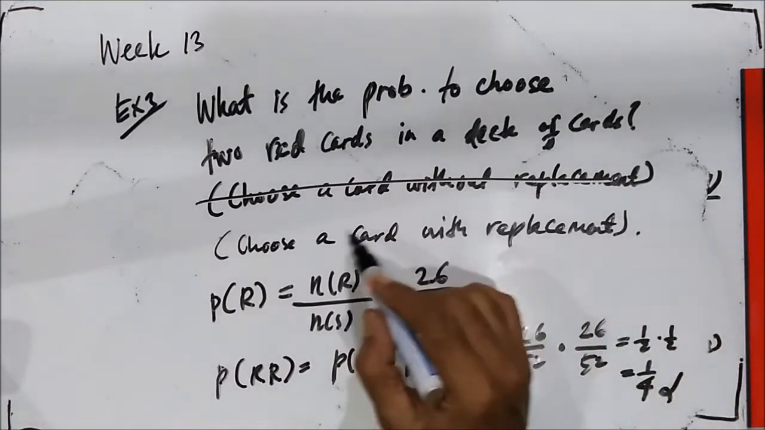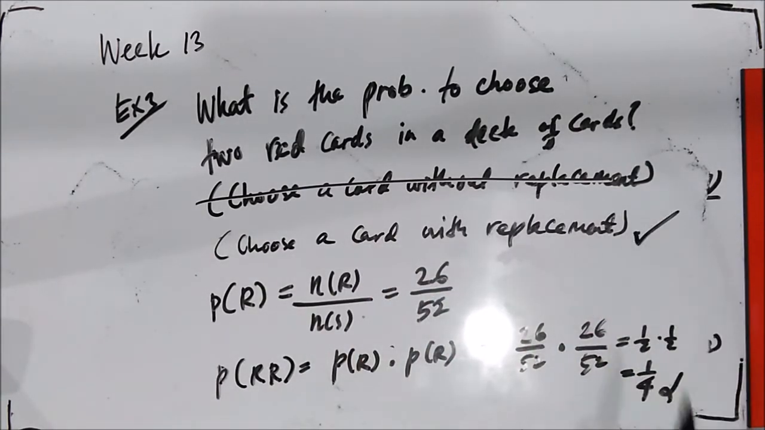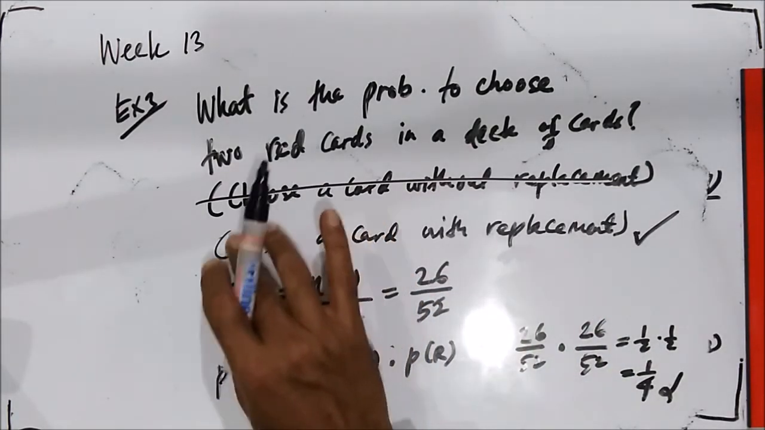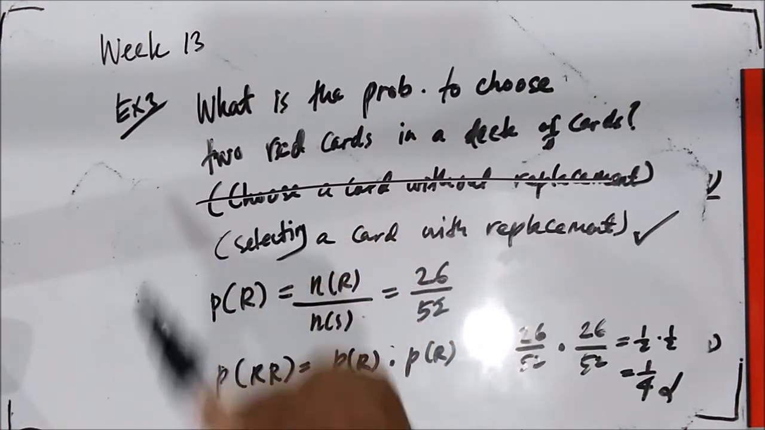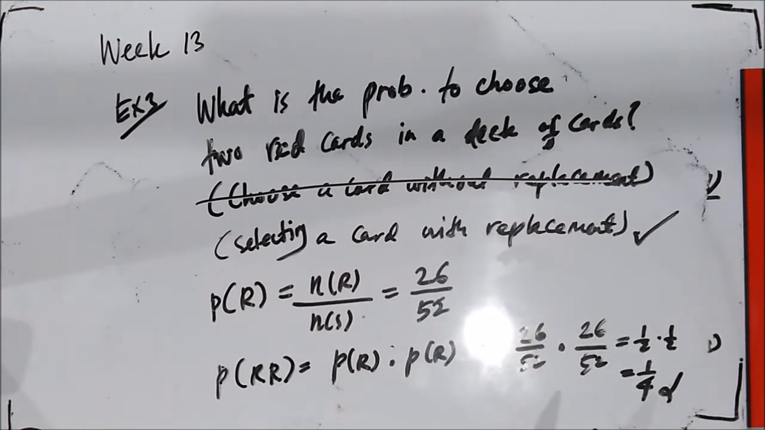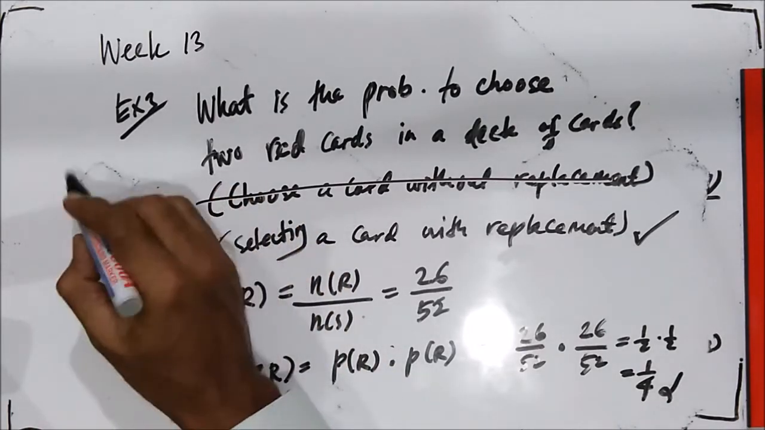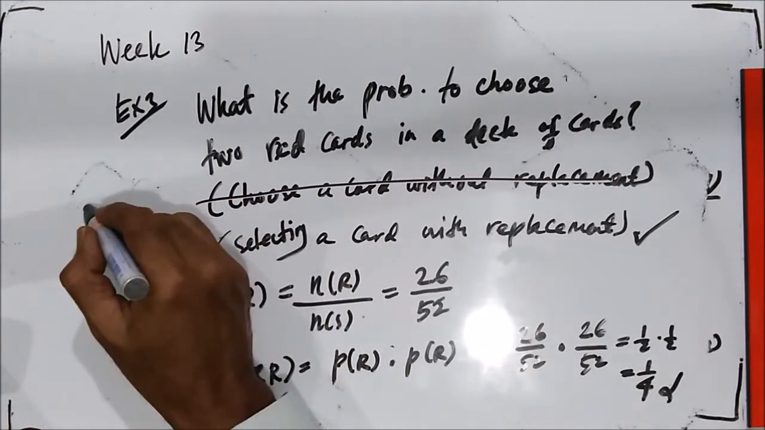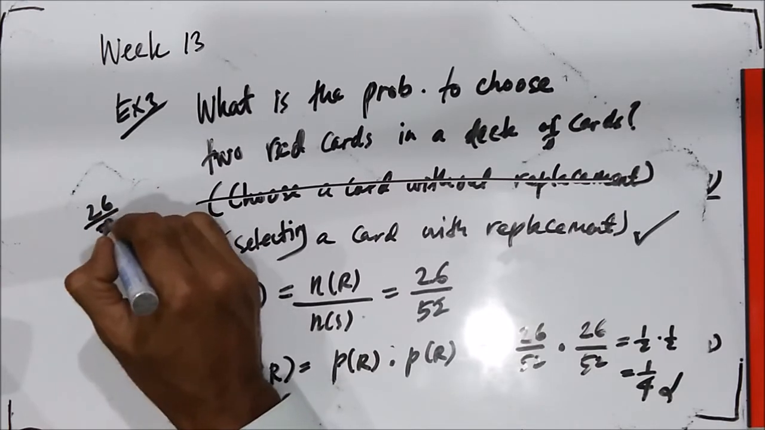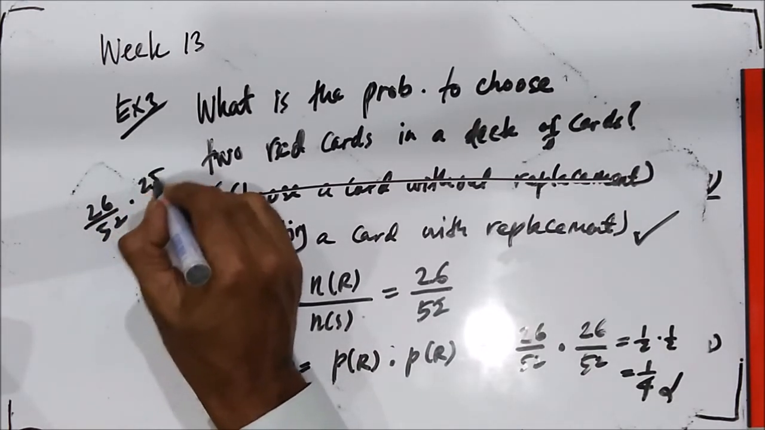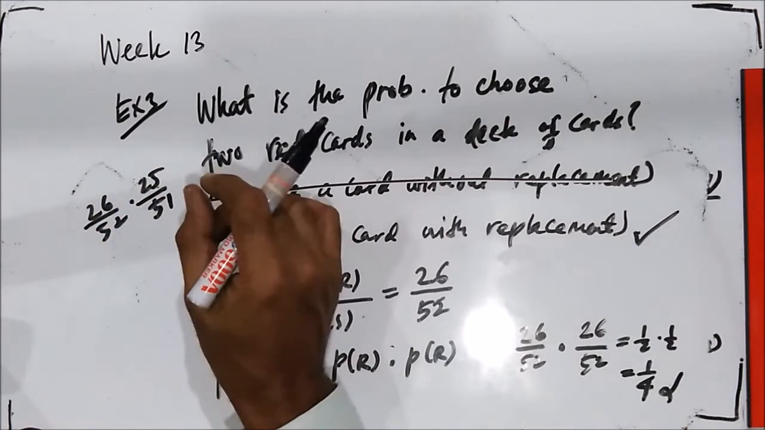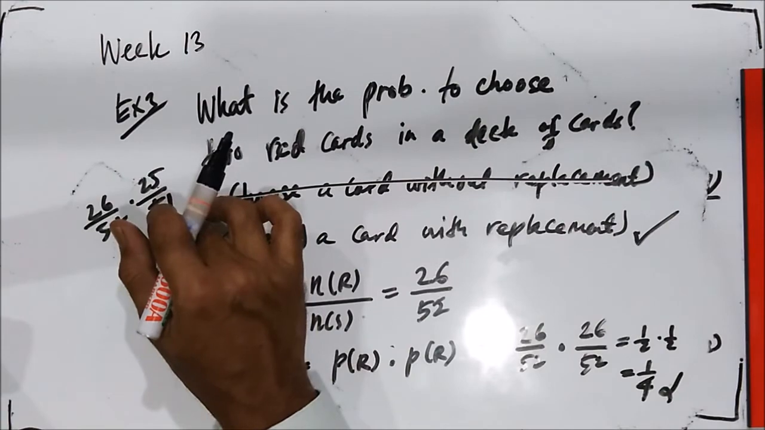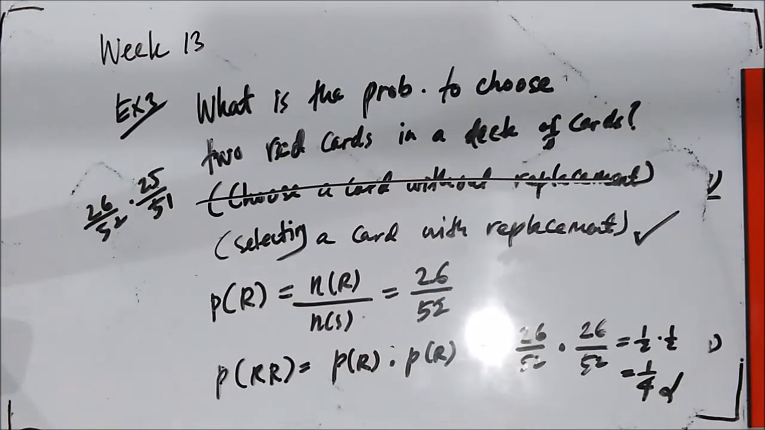This is selecting a card with replacement. Just now I explained to you the case where we select a card without replacement. Once you get a card, in the first case, the answer is 26 over 52 multiplied by 25 over 51. Because we get a red card and do not replace it, the balance of cards is 51, and the balance of red cards is 25.